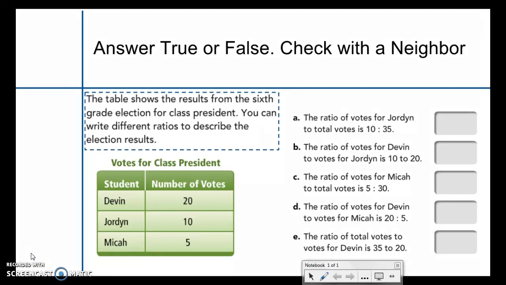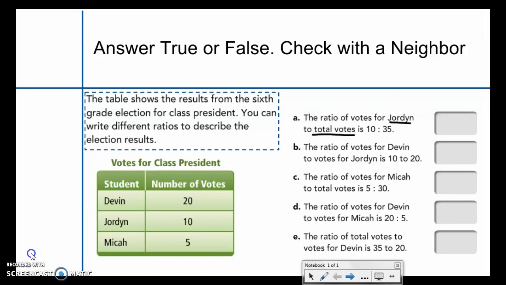Alright, so in this part we're comparing number of votes to see who will win the election for class president. Let's look at the answer for A. The ratio of votes for Jordan to the total votes is 10 to 35. Now again, before you answer a question, you have to read it more than one time to make sure you understand. So we're comparing the ratio of votes for Jordan to the total votes in all, so total votes.